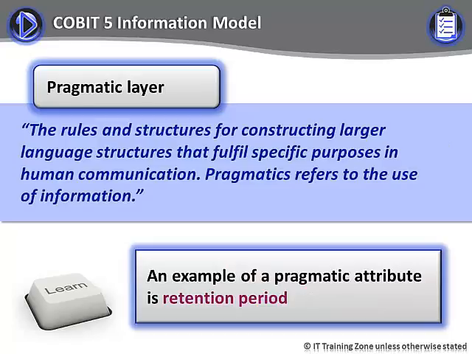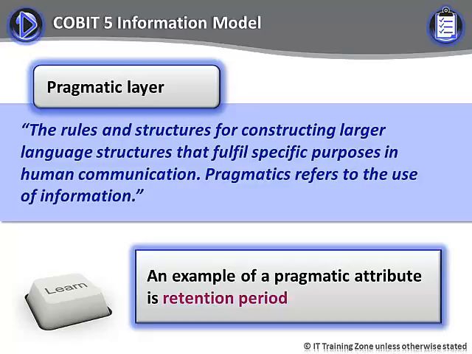The next layer of the information model is the pragmatic layer. COBIT describes this as the rules and structures for constructing larger language structures that fulfill specific purposes in human communication. Pragmatics refers to the use of information.